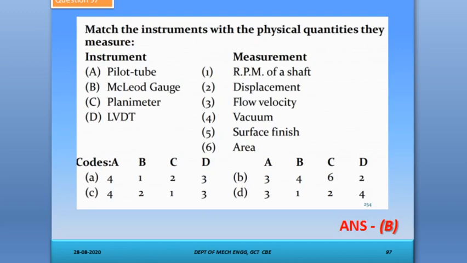It is also a matching of instrument with measurement. The left column is the instrument, the right column is the measurement. We have to match them with each other. First one, pitot tube. Pitot tube is used for flow velocity, A3. McLeod gauge is used for vacuum.